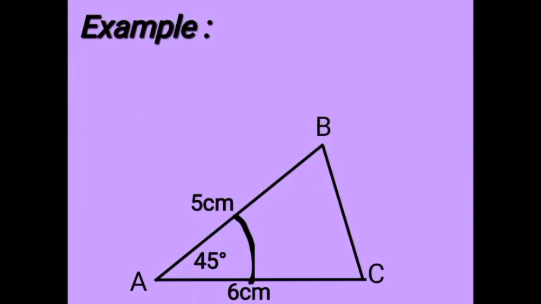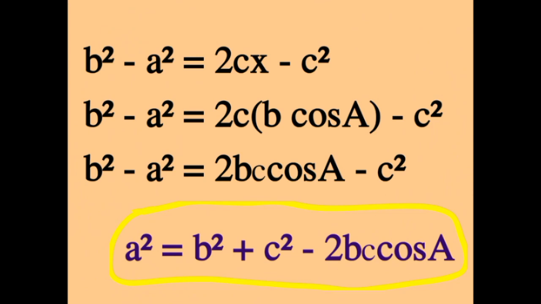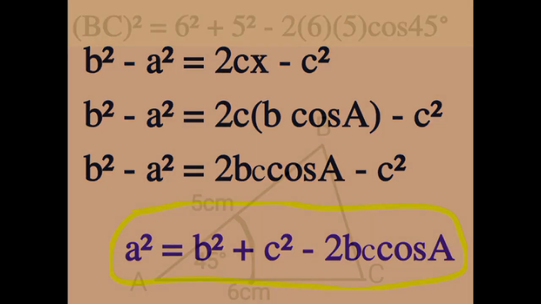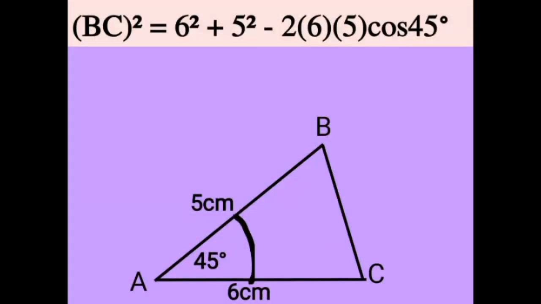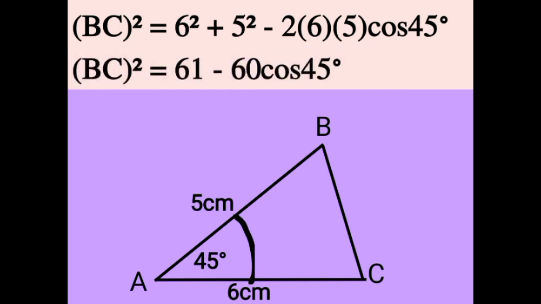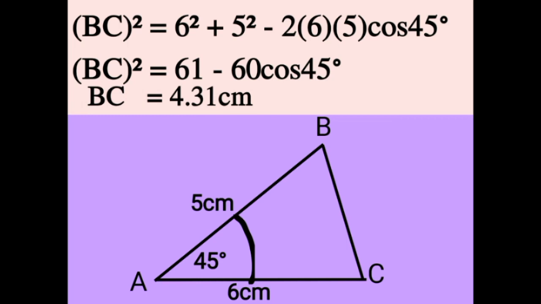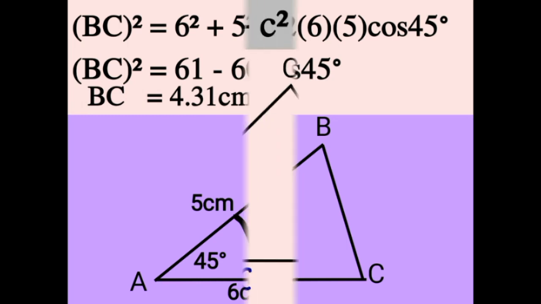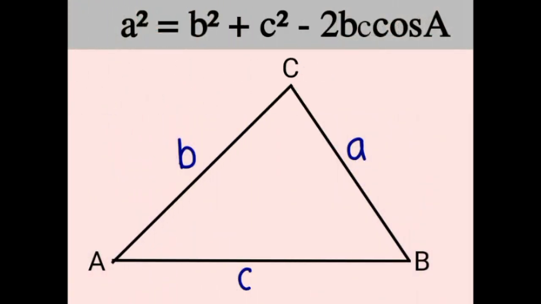Now in this triangle we know the lengths of the two sides AB and AC and the angle in between them. Now using the cosine rule, we can find the length of BC. So using the formula, BC squared equals 6 squared plus 5 squared minus 2 times 6 times 5 cos 45 degrees. BC squared equals 61 minus 60 cos 45 degrees. BC equals 4.31 centimeters.